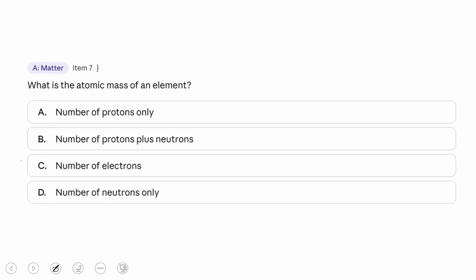Okay. Next, what is the atomic mass of an element? Atomic mass of an element, how do you calculate that? The answer is letter B, the number of protons plus the number of neutrons. That is how you get the atomic mass.